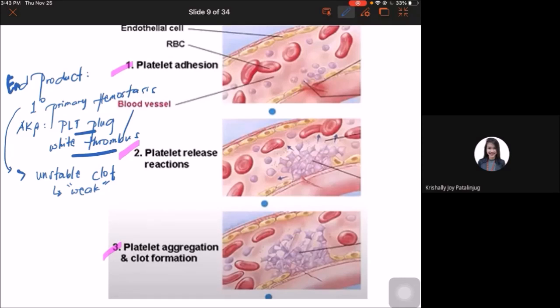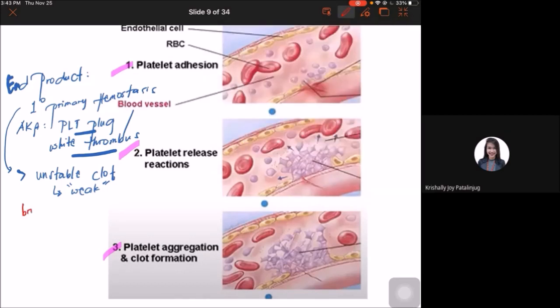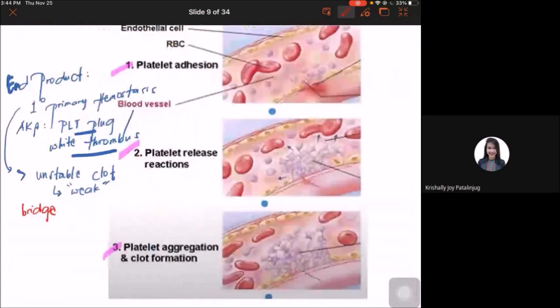Again, that is because the bridge that was formed for the platelets to clump and gather together is still weak. The fibrinogen that was mentioned, right, is the bridge that connects all the platelets, forming the white thrombus. The bridge that connects them is still weak. Okay? So it is weak. That's why it is really prone to dissolution.